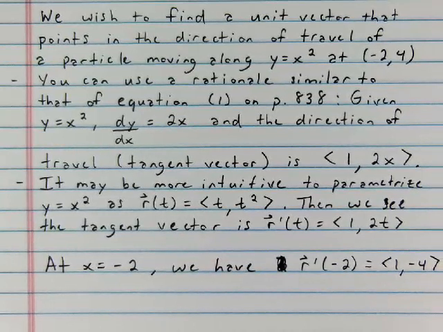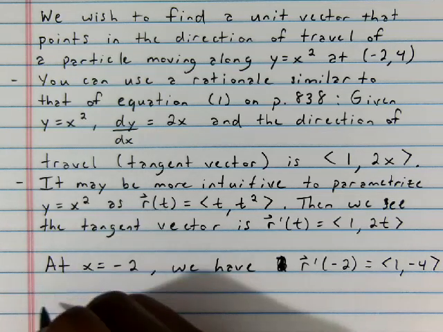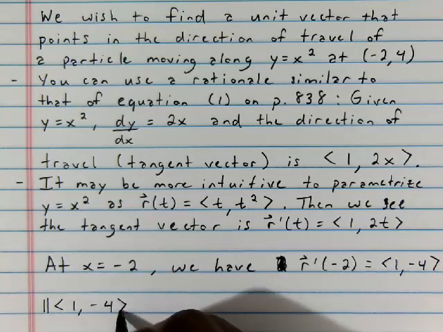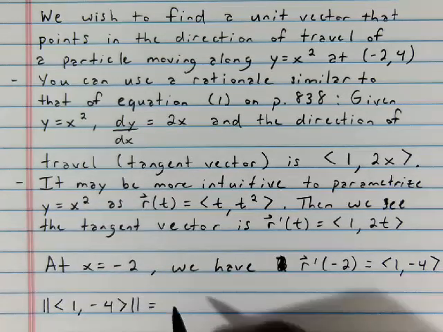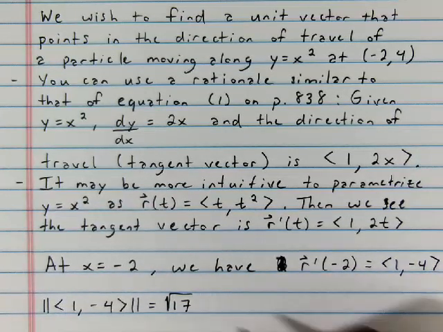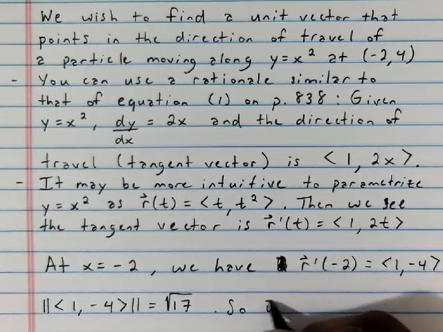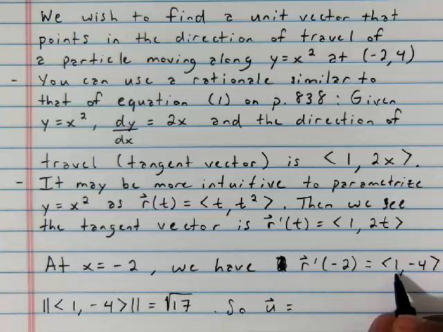All right, so now we have our direction vector, but we need it to be a unit vector in order to talk about the directional derivative. So the length of 1 comma -4 is equal to the square root of 17. So our unit vector is going to be 1 over the square root of 17 comma -4 over the square root of 17.